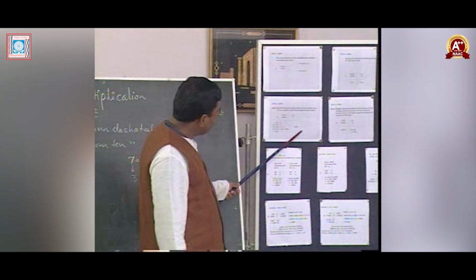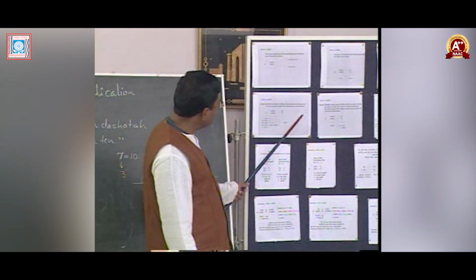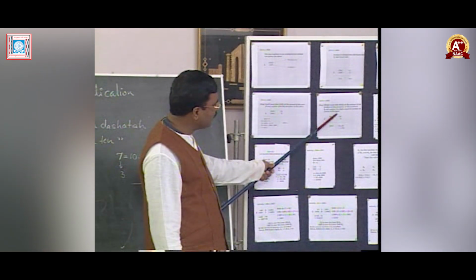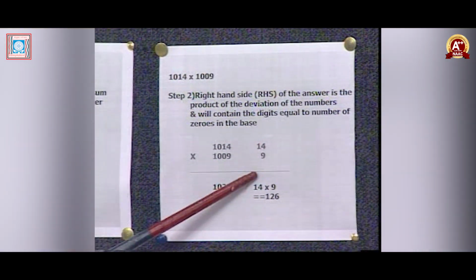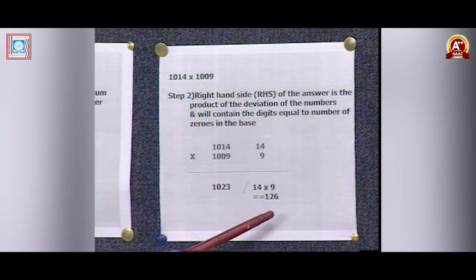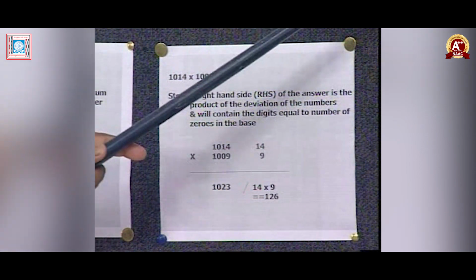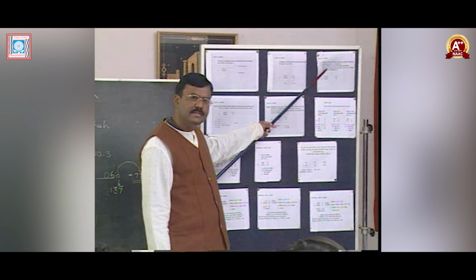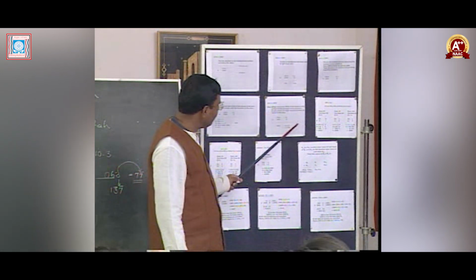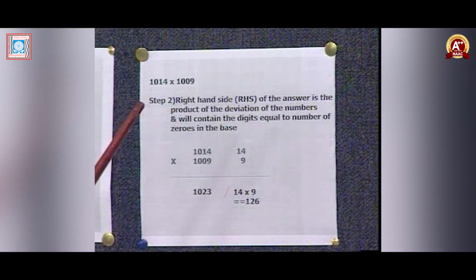To get the right part of your answer, how many deviations are there? Two. One is 14 and another is 9. You multiply only the deviations to get the right part of your answer. Now, the product of 14 and 9 is 126. 126 is a three-digit number. Our base also has three zeros, 1000 has three zeros. Hence, your 126 is the right part of the answer. Suppose you got only two digits.